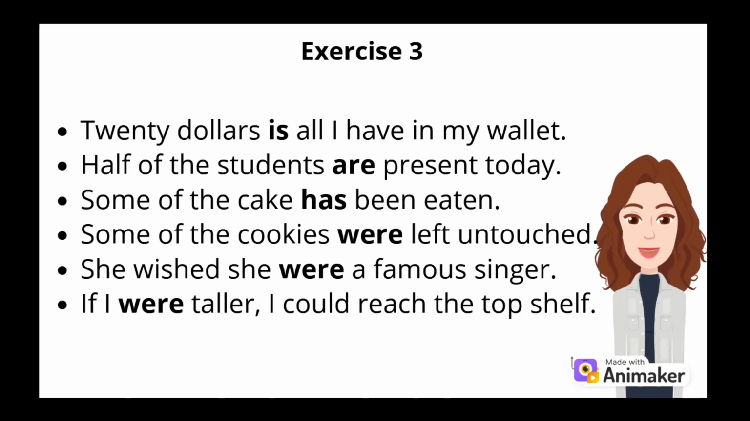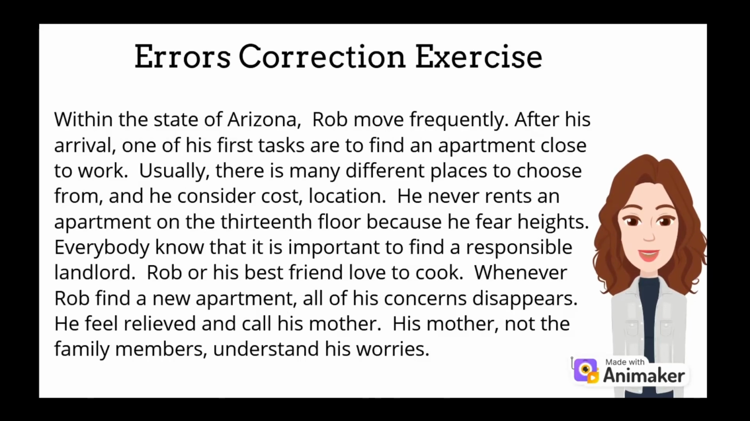If I were taller, I could reach the top shelf. Here, the correct answer is were, as the person is not tall and he is expressing a wish to be taller. Now, moving towards our last exercise for this lesson, correcting errors from the passage. This passage contains many of the agreement problems that we have gone over in the previous parts of this video. Using all the rules from the previous parts, correct any verbs that do not agree with each other. You may again pause the video and do this exercise.